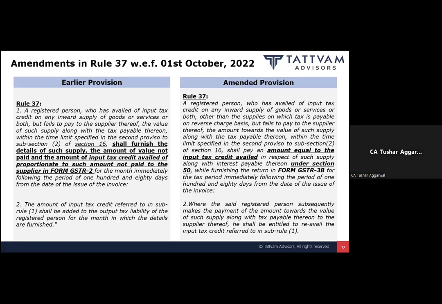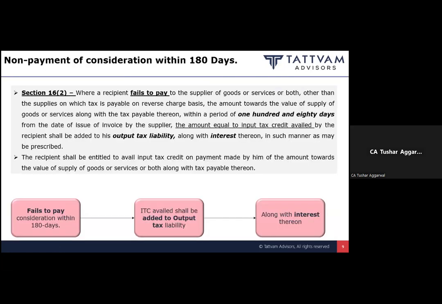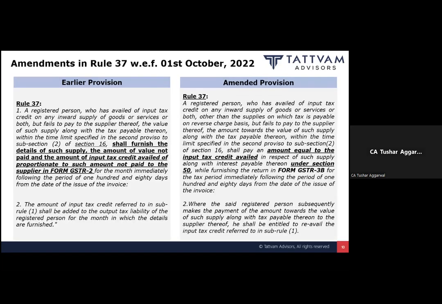So the way Section 16 and Section 37 are worded, it is based on the entire mechanism of how you have to reverse the credit, how it will be added to the output tax liability, etc. Today, is it added to your output tax liability in GSTR 3B? The answer is no. The way the entire section and rule is worded, it is based on your GSTR 2, wherein you had to put the details in GSTR 2, which would have added the same to your output tax liability.